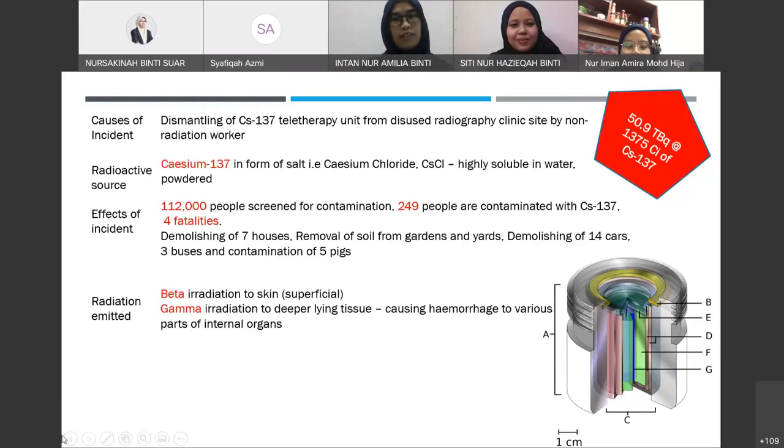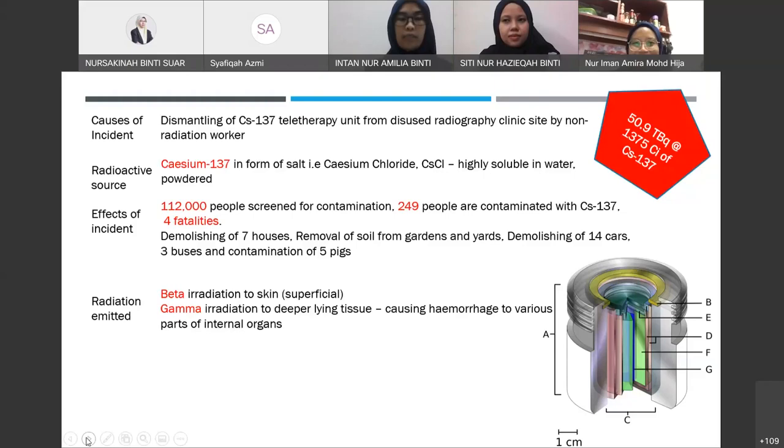The source was cesium-137 in the form of salt, a cesium chloride, highly soluble in water, and powdered. This makes it easier for it to disperse and contaminate people. There were 4 fatalities from this incident, and 249 people were contaminated with cesium-137 out of 112,000 people screened for contamination. There was demolishing of 7 houses, removal of garden soil, demolishing of 14 cars, 3 buses, and also contamination of 5 pigs. Beta and gamma irradiation come from the cesium-137.